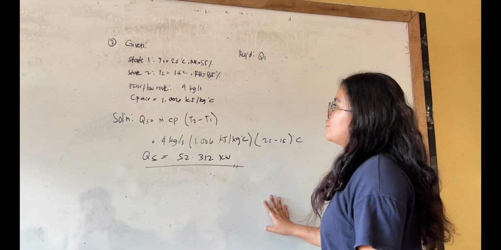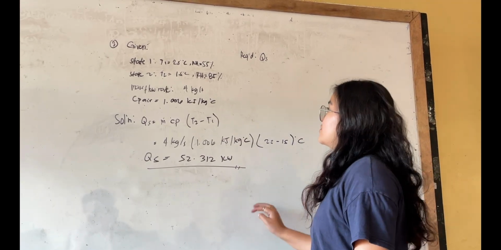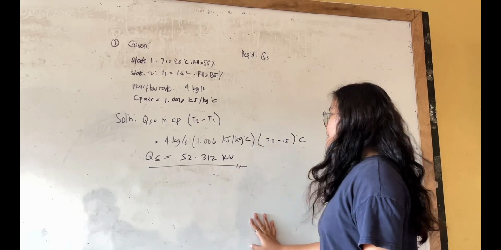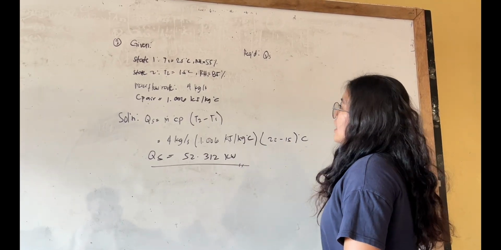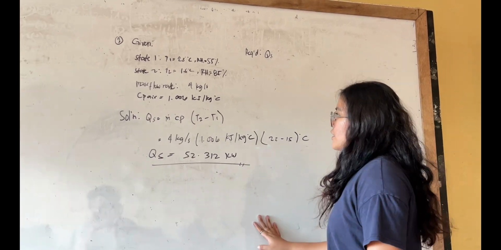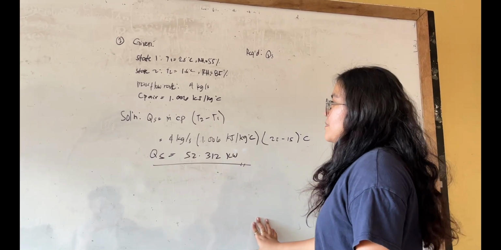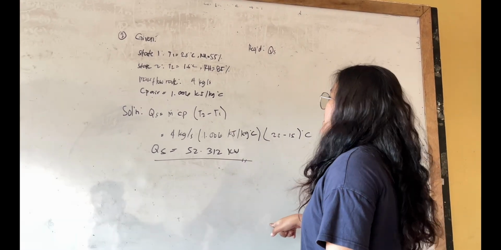So for number 2, we have T1 is equal to 28 Celsius, relative humidity is 55%, and T2 is equal to 15 Celsius, relative humidity is 85%, mass flow rate is 4 kilograms per second, and Cp is equal to 1.006 kilojoules per kilogram Celsius.